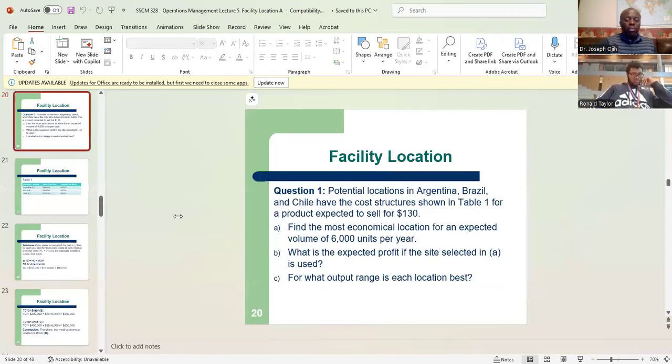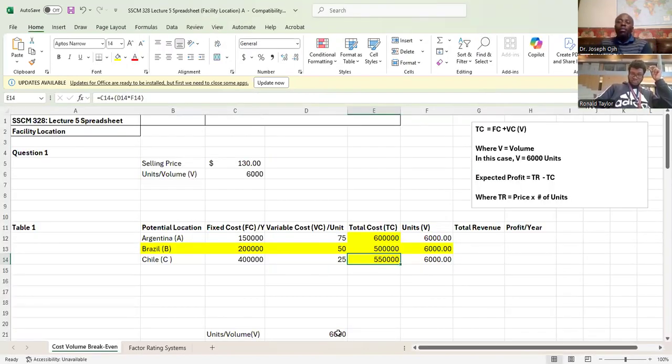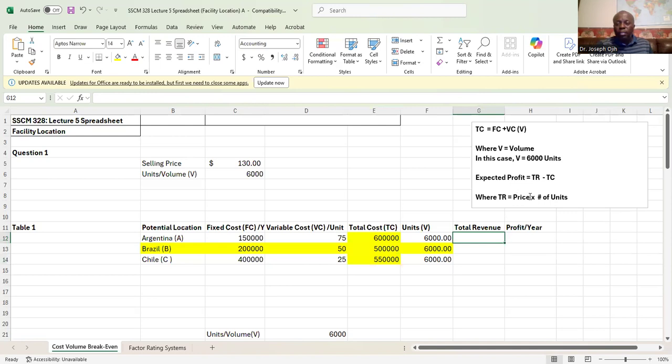Now, the second question they ask us is, what is the expected profit if the site selected in A is used? So what you're going to do is calculate the expected profit for the three of them and choose the one that gives you more. But normally, we expect that Brazil will have the lowest profit because it has the lowest cost. So let us do Brazil, calculate the total revenue here. Total revenue, as you can see, is price times number of units. Why are we calculating total revenue? Because we need it to get the profit.